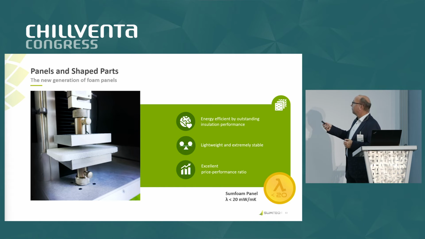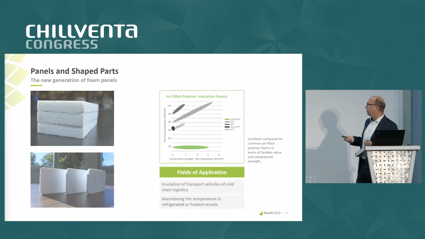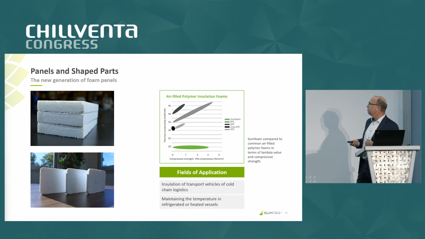Okay, here you can see on the right side on top a comparison of different foams. On the y-axis, you can see the thermal conductivity. On the x-axis, there's the compressive strength at 10% compression. And you can see this is some foam with a little bit below 20 in lambda. The compressive strength keeps. And this is, for example, an EPS, an XPS, and so on.